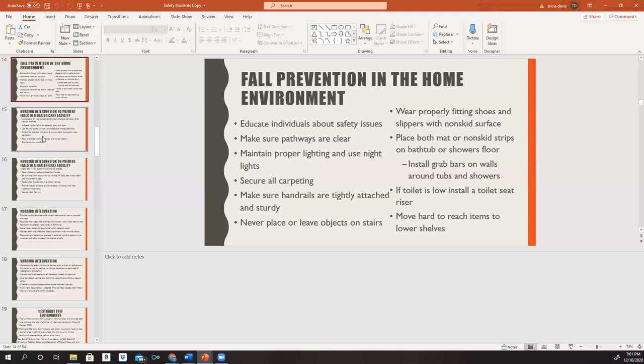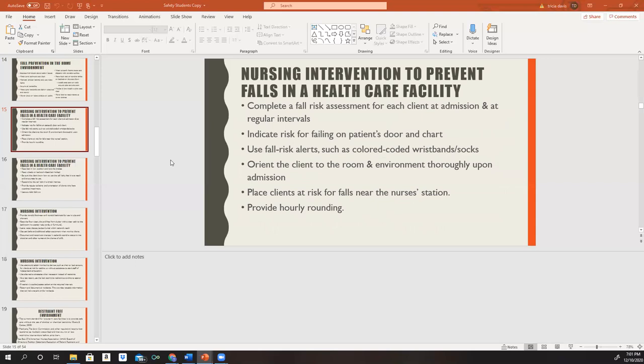All right, nursing preventions to prevent falls in the healthcare facility. So you want to complete, like we said earlier, that fall risk assessment for each client at admission and regular intervals. Indicate the risk for falling, I apologize, and put it on a sign on the patient's door and the chart. We don't really have paper charts anymore, so we would just want to put it on the door.